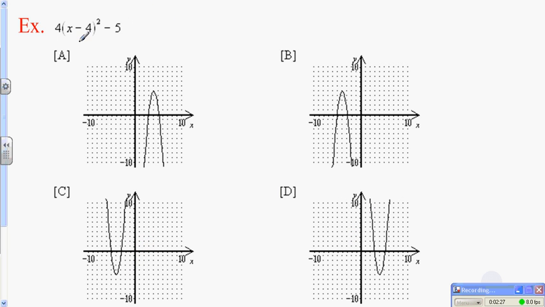Here's another one. This one says that it moved 4 units to the right, opposite of what's in there, and 5 units down. Again, when it's in the parentheses, it's doing the opposite, moving the opposite direction. So the parent function, which should be centered over the y-axis with the vertex at the origin, has shifted 4 units to the right and 5 units down.